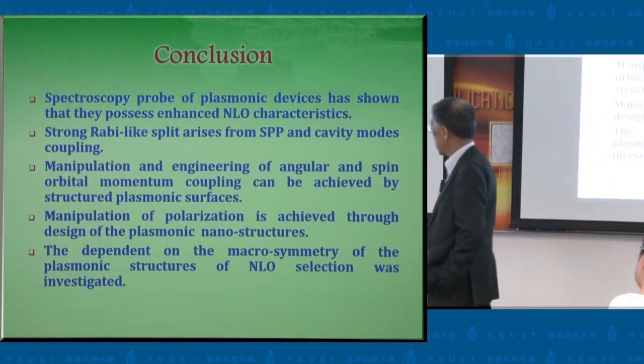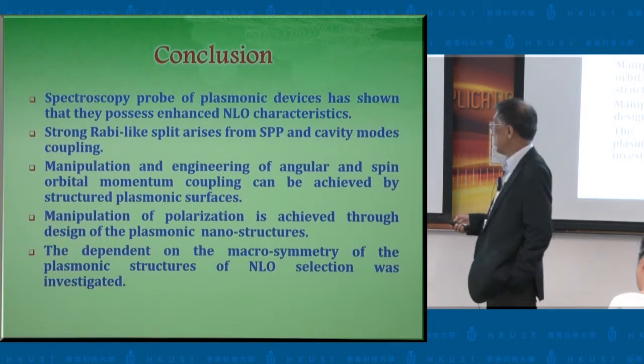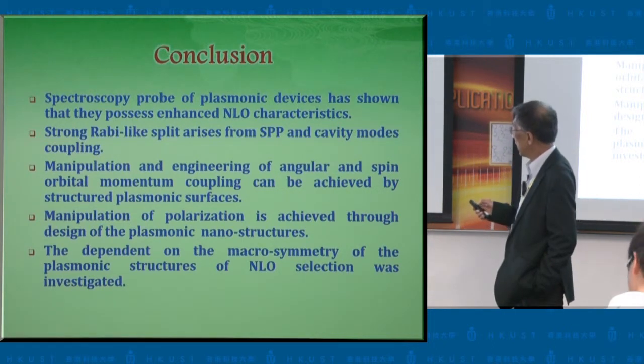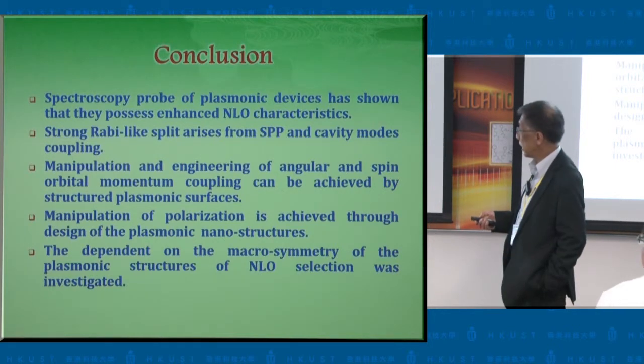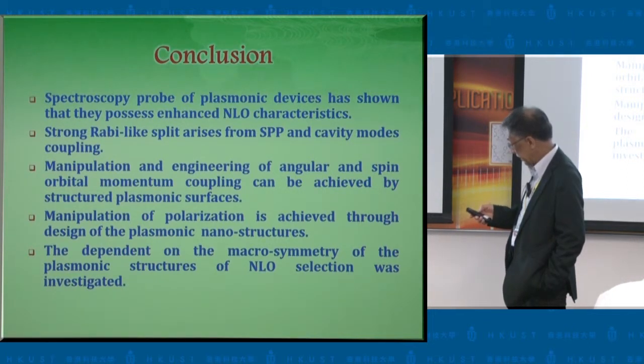And also we have looked at the symmetry rules of those metal surface structures, and shown that it's very similar to the conventional selection rule for condensed matter, with a slightly relaxed rule compared to the conventional selection rule.